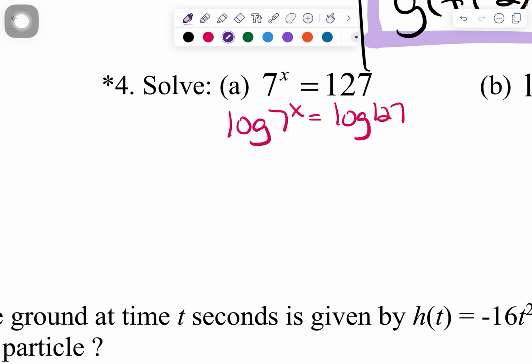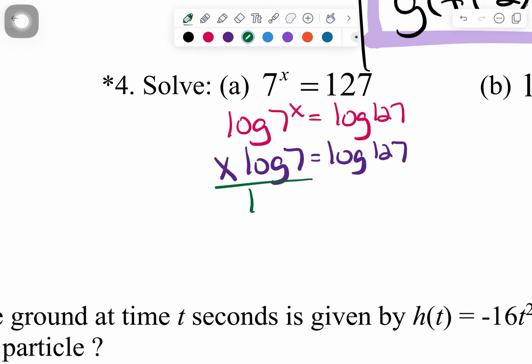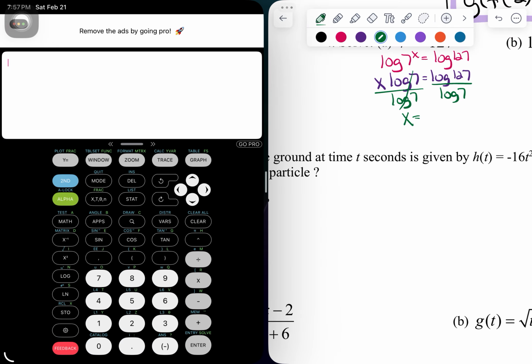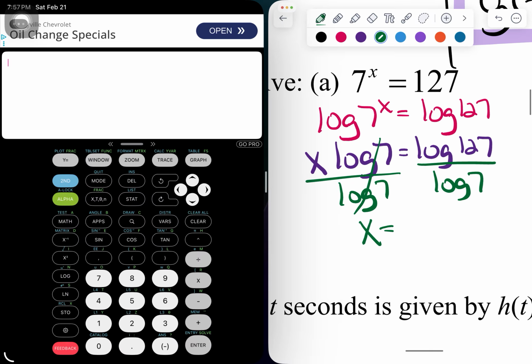One of our properties of logarithms takes this exponent and flies it in front as a coefficient, which is hugely powerful in changing an exponential situation into a multiplication problem. We can solve multiplication problems because we know how to divide, or we know how to tell our calculator to divide. Speaking of calculators, let me go grab mine. All right, split screen, it resized, so there we go.